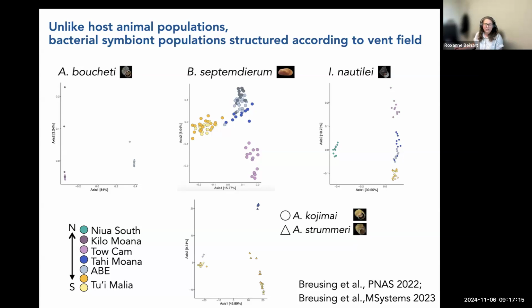And what you see is that there's pretty strong partitioning between vent fields. So we see all of the individuals from one vent field clustering together. This varies in the strength of this clustering by host species. So for example, the mussels that you're seeing right in the center of this screen, there is some clustering by site, but the variation between the different strains is much lower than what we find in the snails, where the clustering by site is really strong.